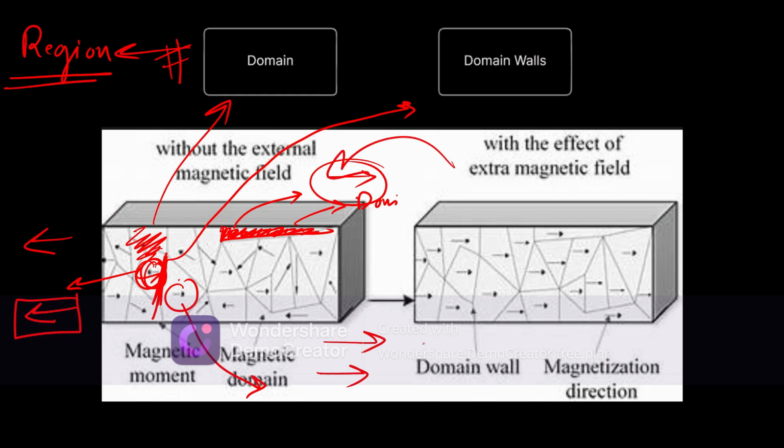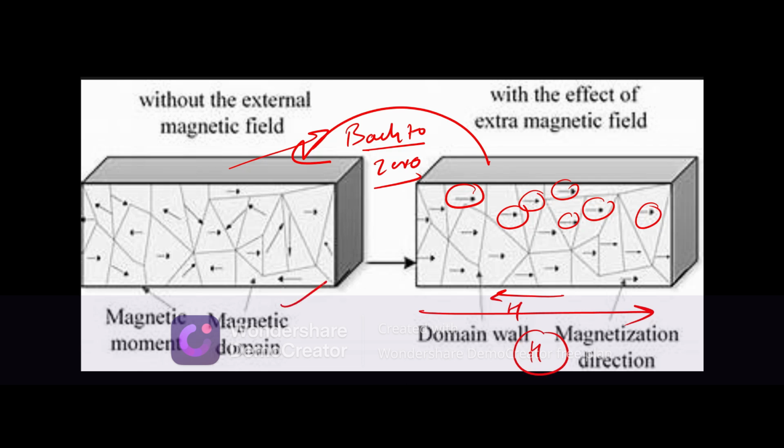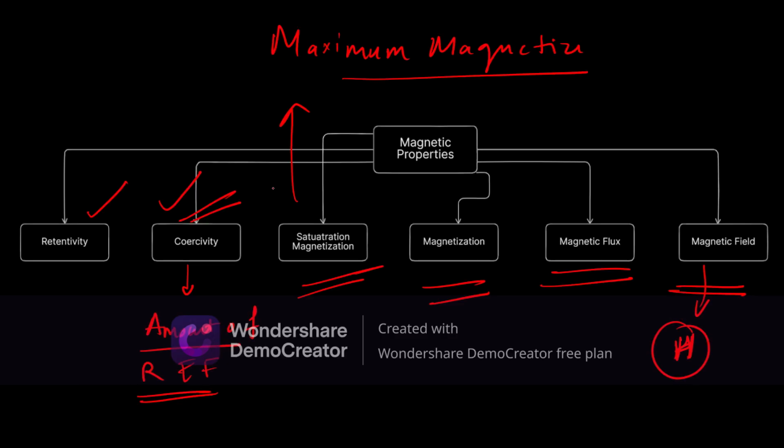So this is the normal material. I've applied the external magnetic field and this material gets magnetized. Now I have to get this material back to its normal position, or you can say normal state. For that, how much external magnetic field is required, that is given by coercivity.